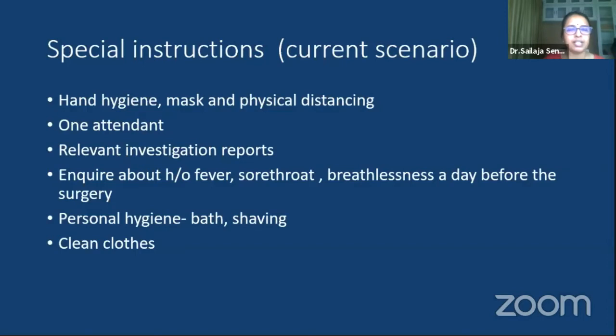During counseling, the patients are encouraged to bring one attendant with them on the day of the surgery. They are asked to bathe, shave, and wear clean clothes on the day of surgery. The counselors call up the patients scheduled for surgery a day before, inquiring about history of fever, sore throat, or any other complaints. And they also encourage them to be on time to minimize the waiting time in the hospital.